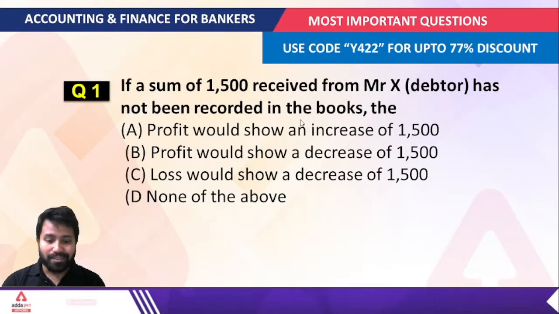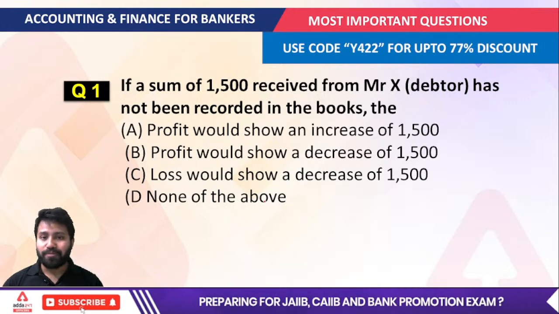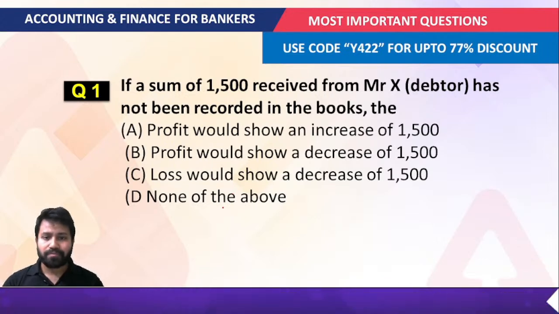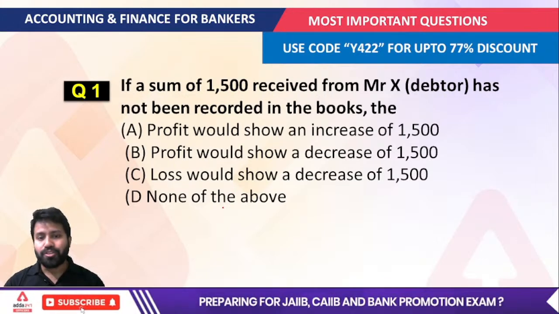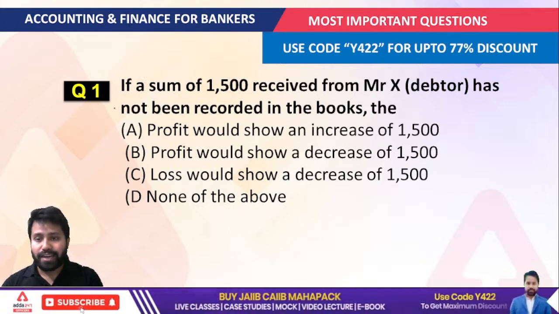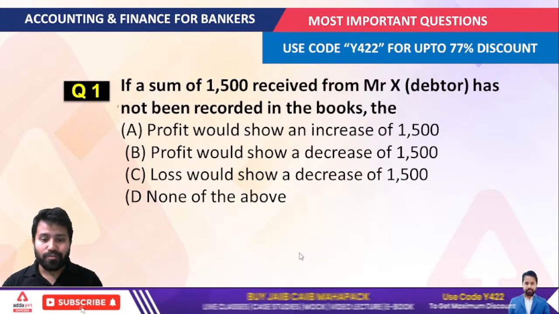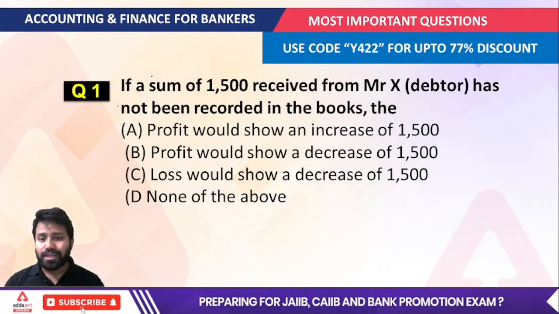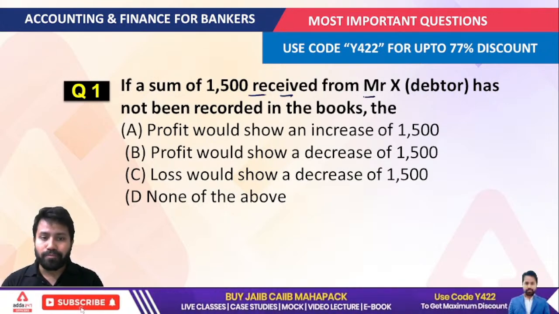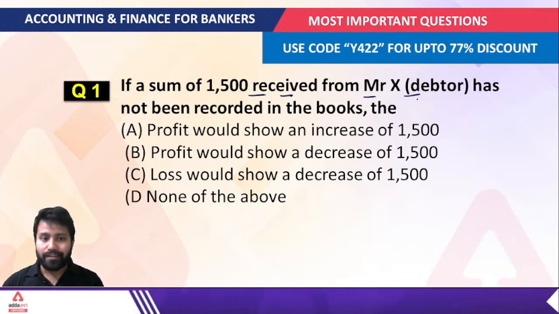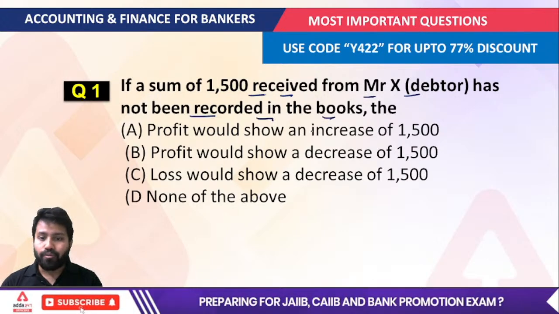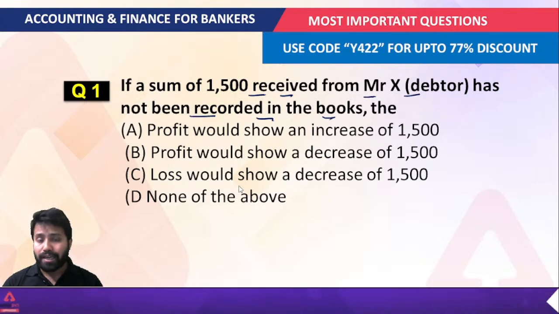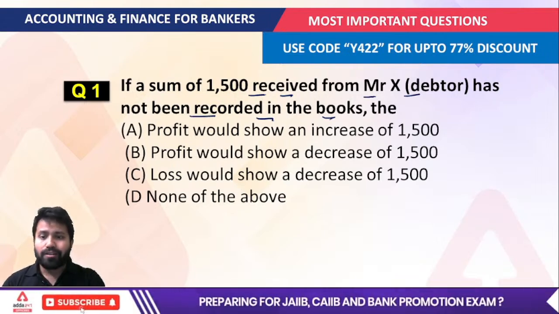Okay, so let's start the session now with the very first question. Just try to understand what the question is, and after that I will explain to you. Whenever we find a question, every time just understand one thing: the concept stays but the question changes. So you have to stick with your concept. The question is: if a sum of 1500 received from Mr. X, that you can consider as a debtor, has not been recorded in the books, the profit would show an increase of 1500, the profit would show a decrease of 1500, or it will show the loss.